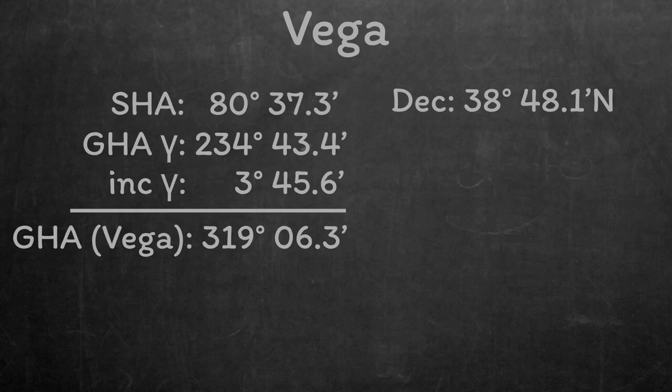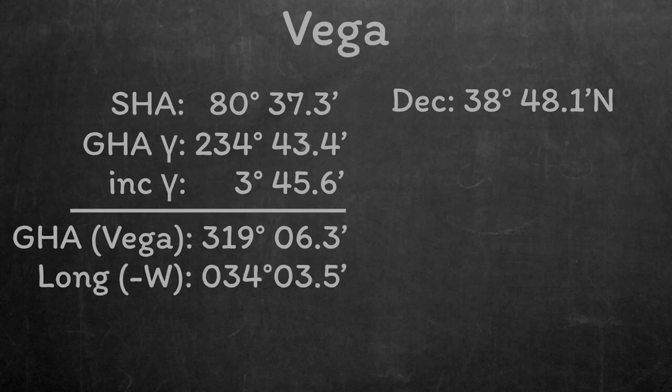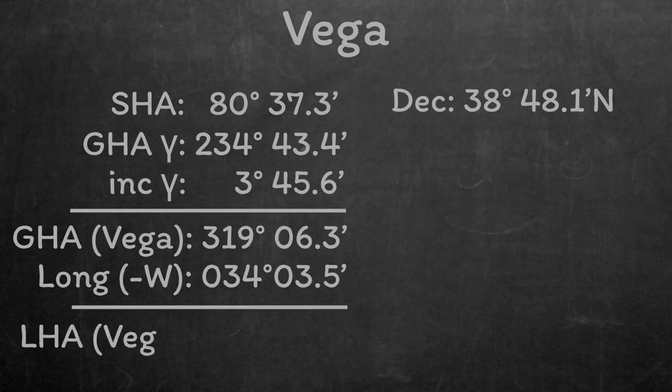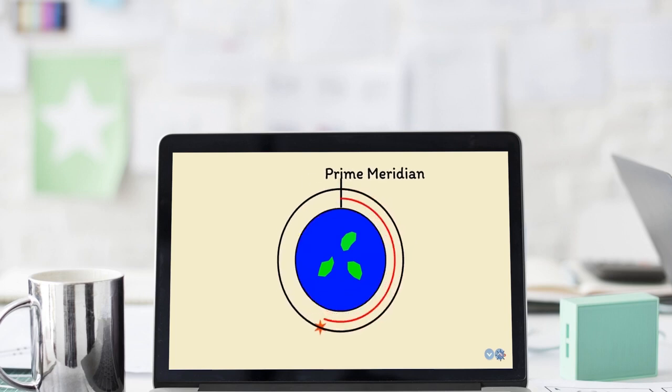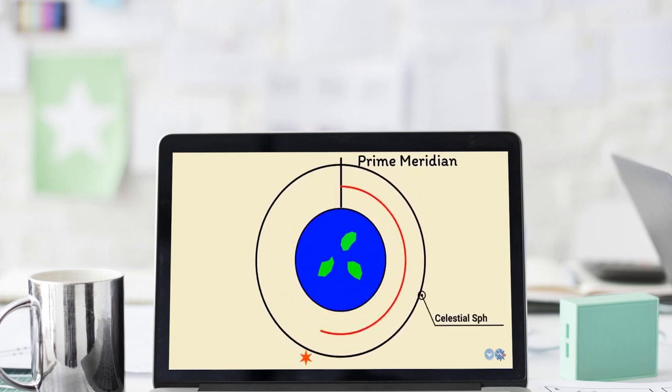06.3 minutes. Finally, to turn that into the local hour angle of Vega, we need to subtract our longitude, and we're subtracting because our longitude is west. This gives us a local hour angle of Vega of 285 degrees, 2.7 minutes. If I've gone through all that too quickly, check out the video on finding an azimuth of a star, where I walk through a local hour angle calculation much slower and I explain it as we go along.